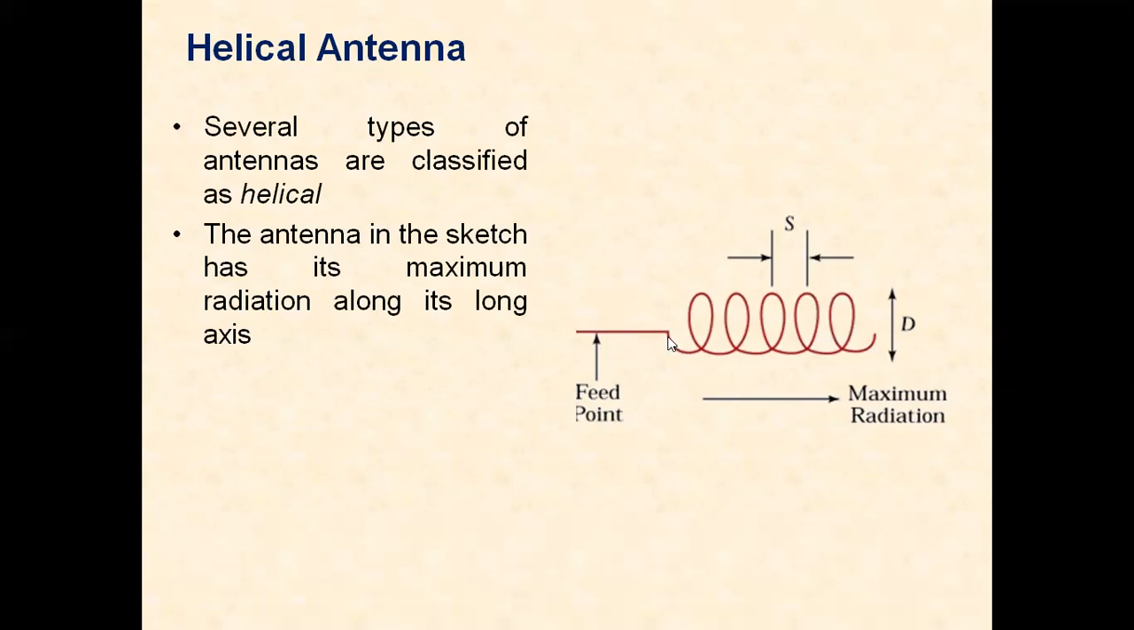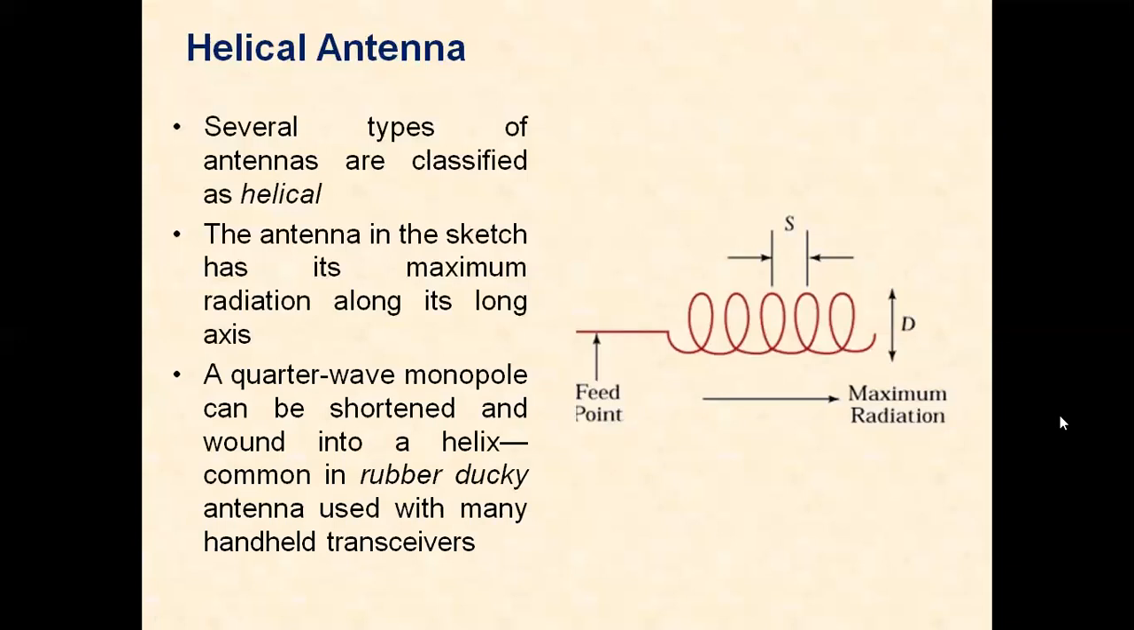When it is moving horizontally, it produces a horizontal field. When it is moving vertically, it produces a vertical field, then horizontal, then vertical, and so on. We are getting the radiation pattern, which is a circular type of radiation pattern.